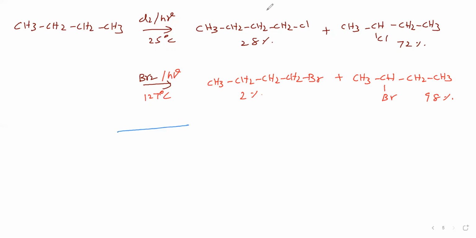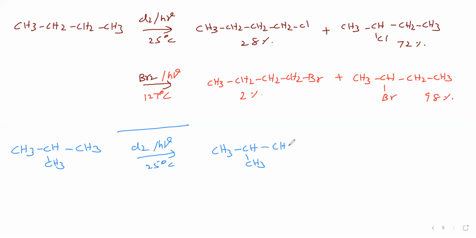Next, we will take isobutane. We are taking isobutane. This we will take for chlorination. Chlorine, sunlight, and 25 degrees Celsius we are giving. We are getting the product. Primary hydrogen is going for halogenation. So we are getting primary halide. Here the percentage yield is 64%.